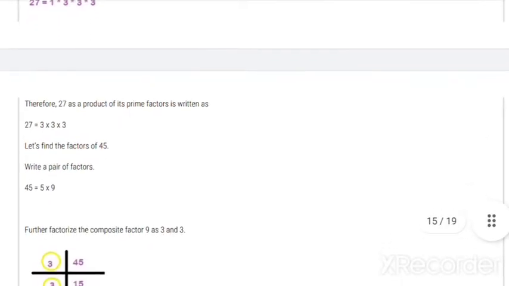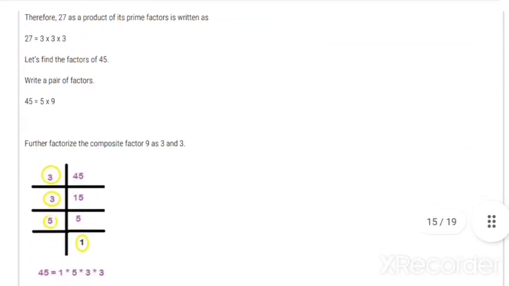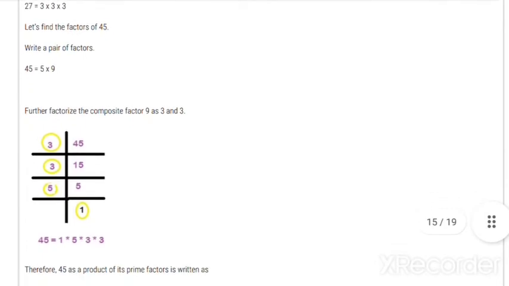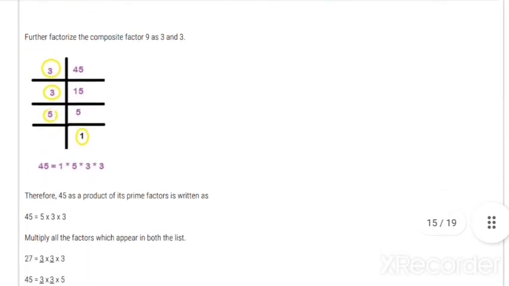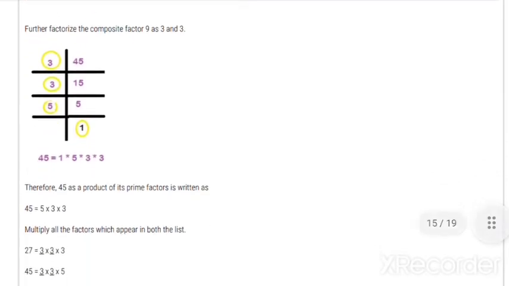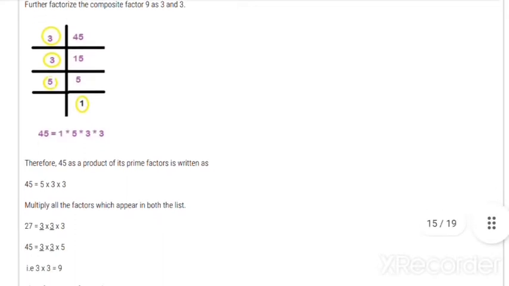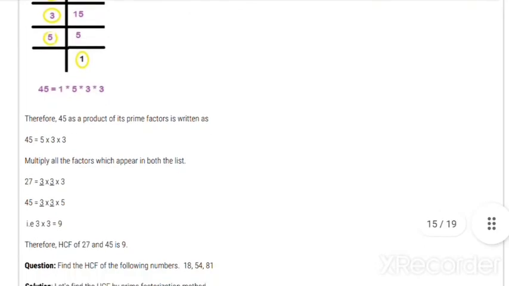Likewise, prime factorization of 45, look on the screen children. If you will find, you will get 45 is equal to 5 into 3 into 3 into 3. Now children, multiply all the factors which appear in both the lists. What do you see? 3 and 3, 2, 3 are in both the lists. So children, multiply both of them, and that is equal to 9, which is the required HCF of 27 and 45. Look on the screen properly.